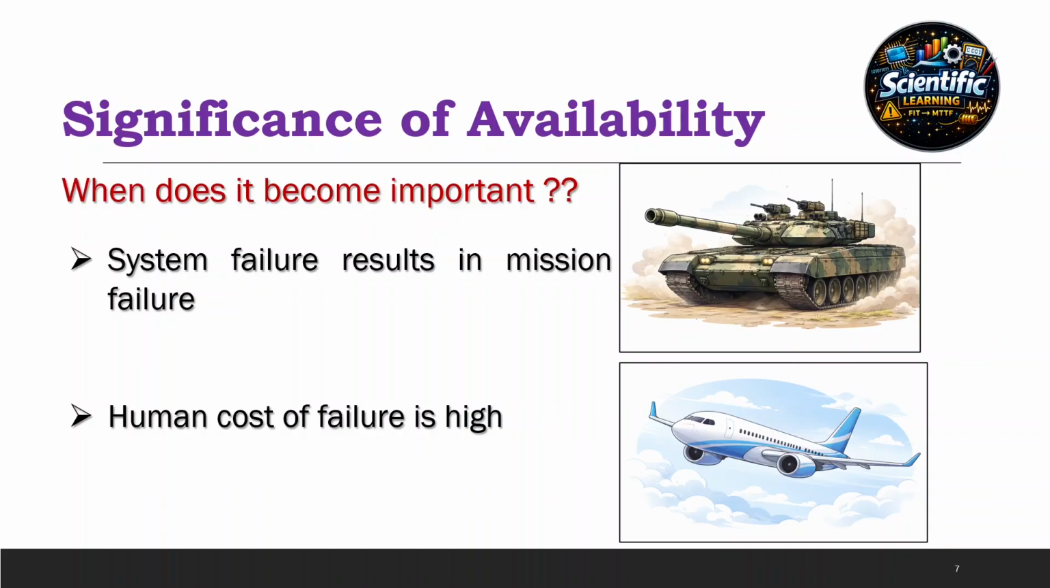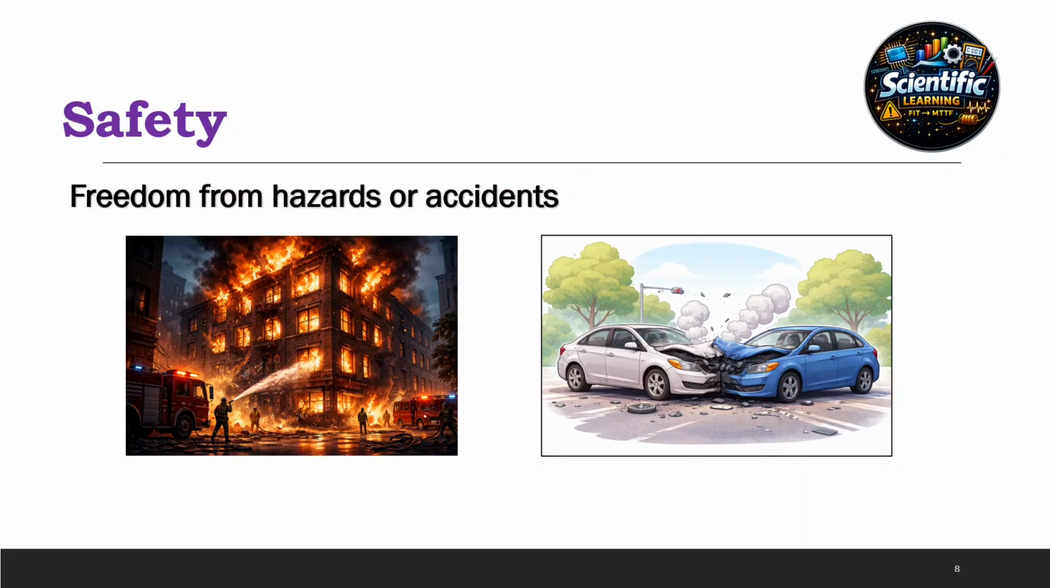Secondly, when the human cost of failure is high. In the case of airplanes, they specially make use of twin engines to ensure high availability even after one engine failure. As we know, there is no scope of repair on the flight.